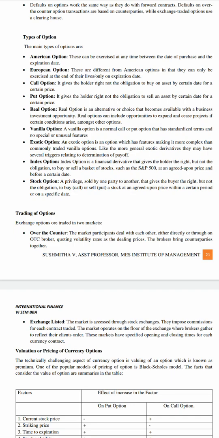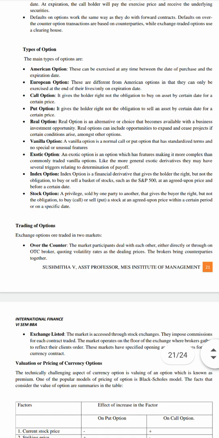Whereas a European option is different. It has to be executed only on the expiration date. I repeat, an American option can be executed even before the maturity date, whereas a European option has to be executed only on the expiration date, and we cannot come out of the European option in between, right?